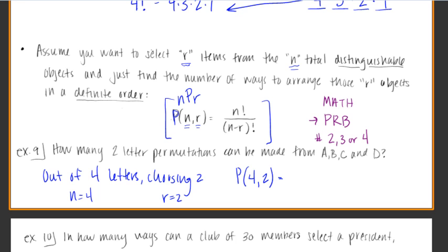Now I can do one of two things. If I do this by hand, then I want to use this main formula up here that I have written. So by hand, it'd be 4 factorial divided by 4 minus 2 factorial, or 4 factorial over 2 factorial. Well, that's 4 times 3 times 2 times 1 over 2 times 1. And if we mark common stuff out, it comes out to 12.